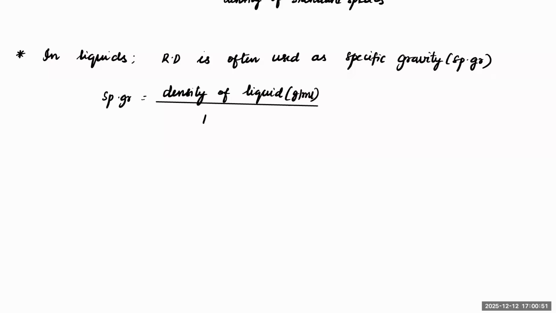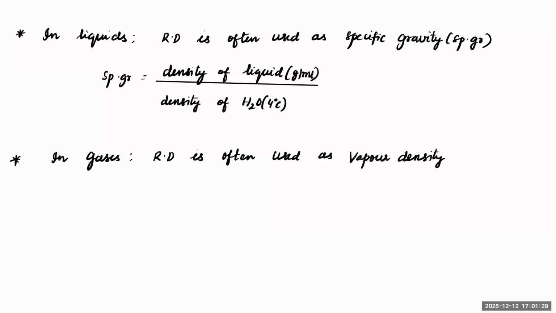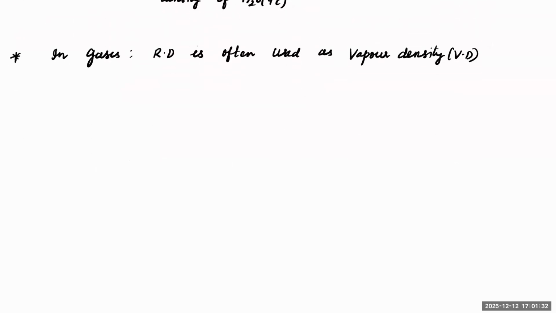But what is this 1 gram exactly? Where is it coming from? It is coming from the density of water, and water precisely shows 1 gram per ml at 4 degrees Celsius. ठीक है बेटा? Next, in gases, whenever it comes to gases, the relative density is often used as vapor density. The terminology more often used is vapor density.